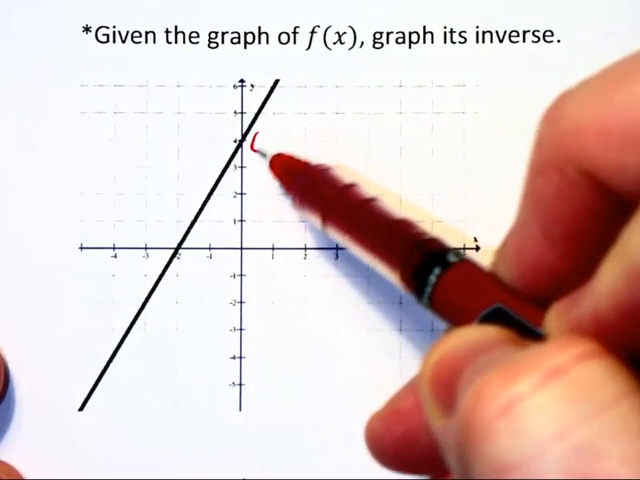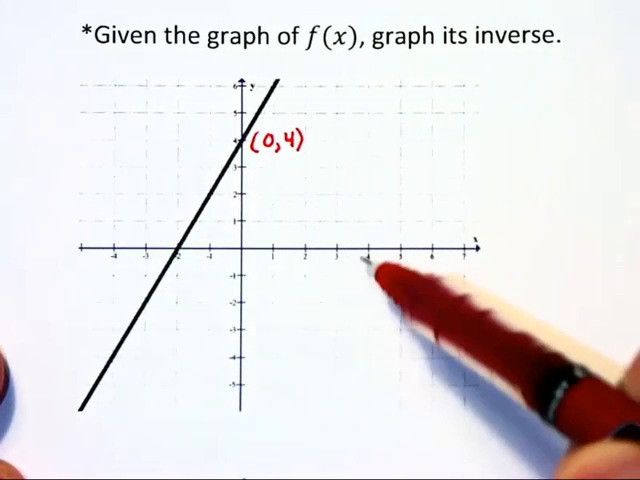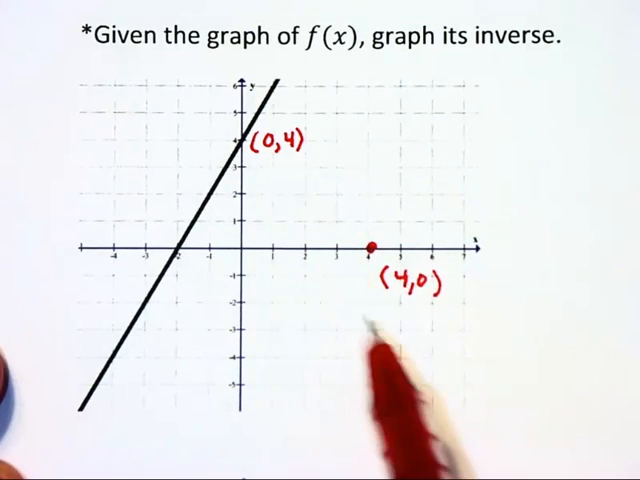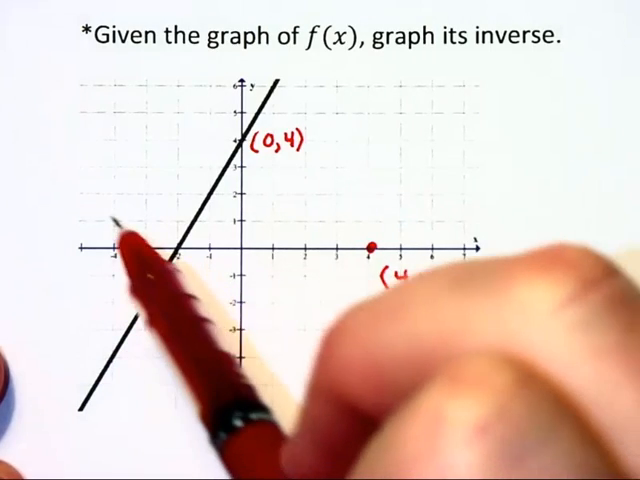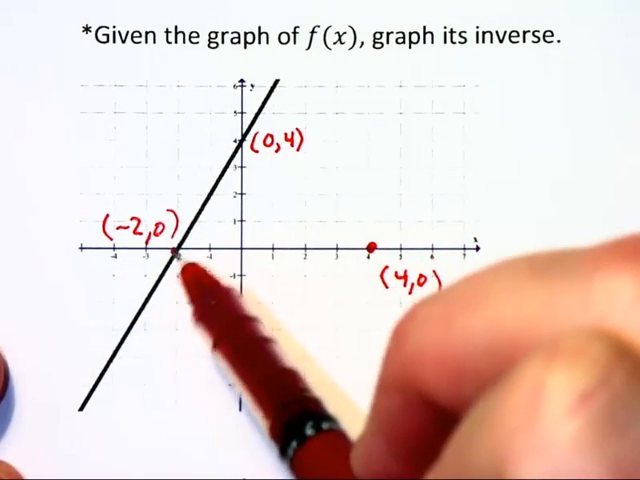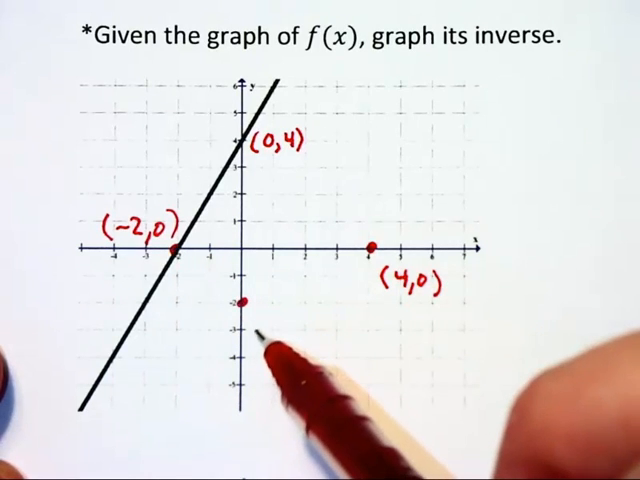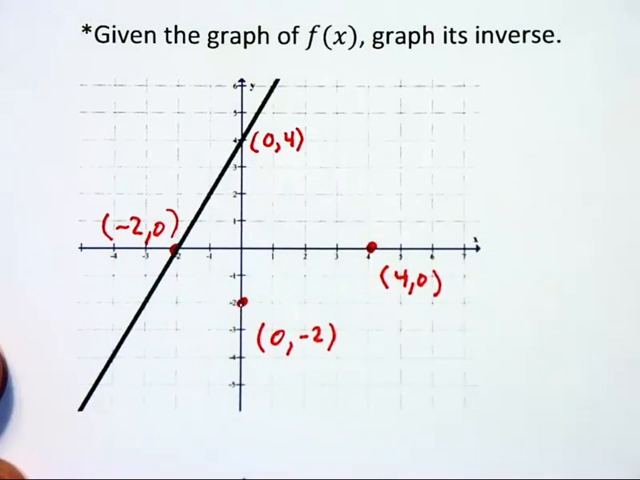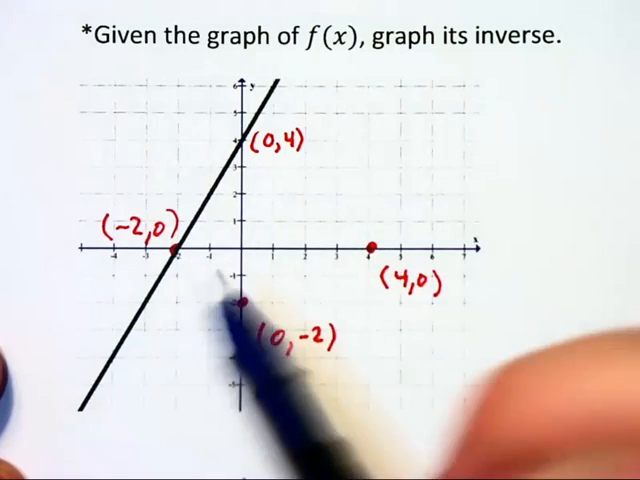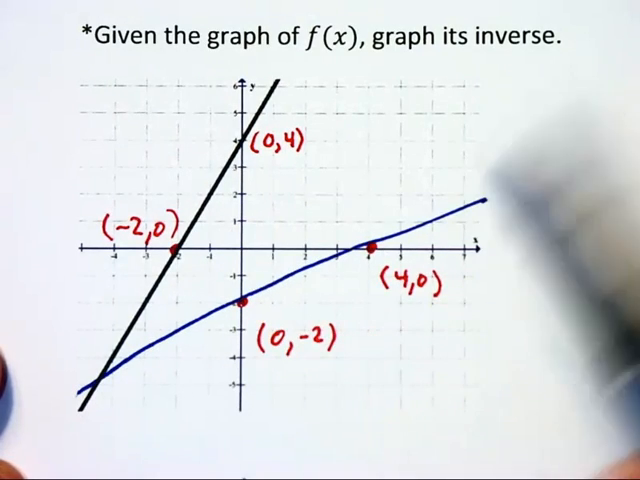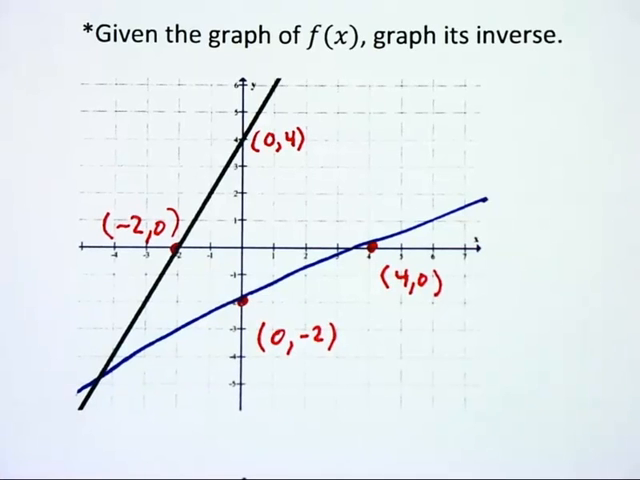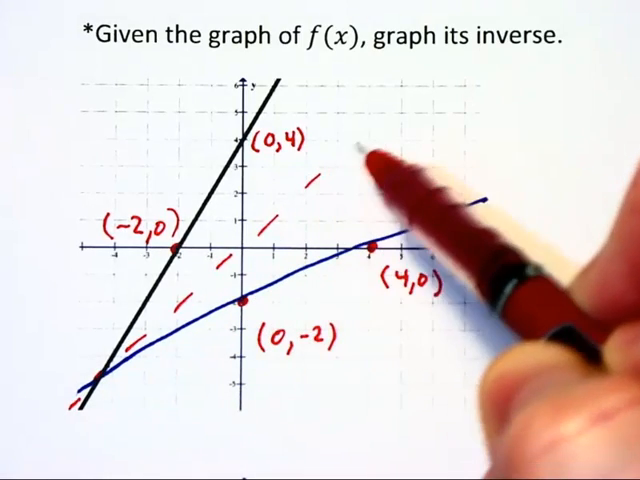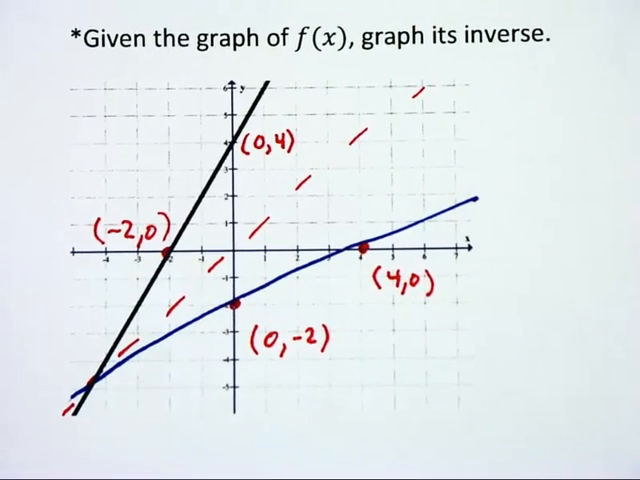Notice how this graph goes through 0, 4. Well, that tells me that 4 comma 0 will be on the inverse, switching a comma b to b comma a. If the x-intercept is at negative 2 comma 0 right here, we're going to have a y-intercept over on the right of 0 comma negative 2. Each x comma y becomes a y comma x. And I can draw in this inverse here. Probably should have drawn a little straighter of a line as such. And it turns out that anytime I graph a function and its inverse, they will be mirror images across this diagonal line y equals x.